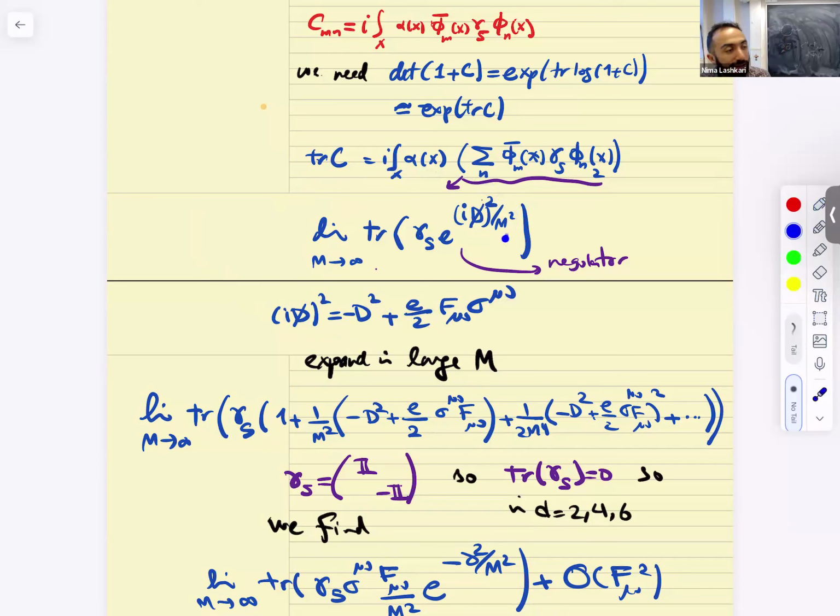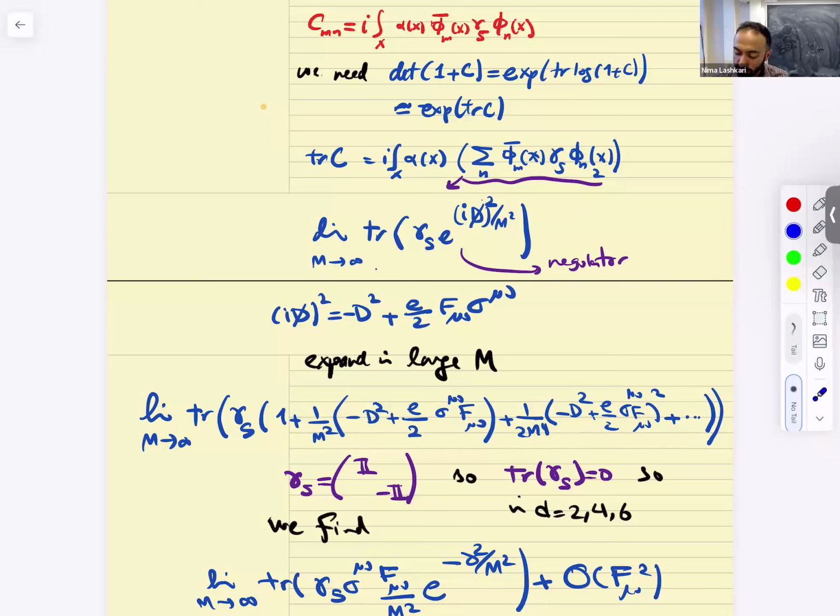Next step is to expand this expression in large M. I'm gonna expand this guy in large M. Here's the 0th order term. Here's the 1st order term, 1 over M squared, this guy. This is i D-slash squared. There is 1 over 2M^4 (i D-slash)^4 plus dot dot dot. All right. So let's zoom here.